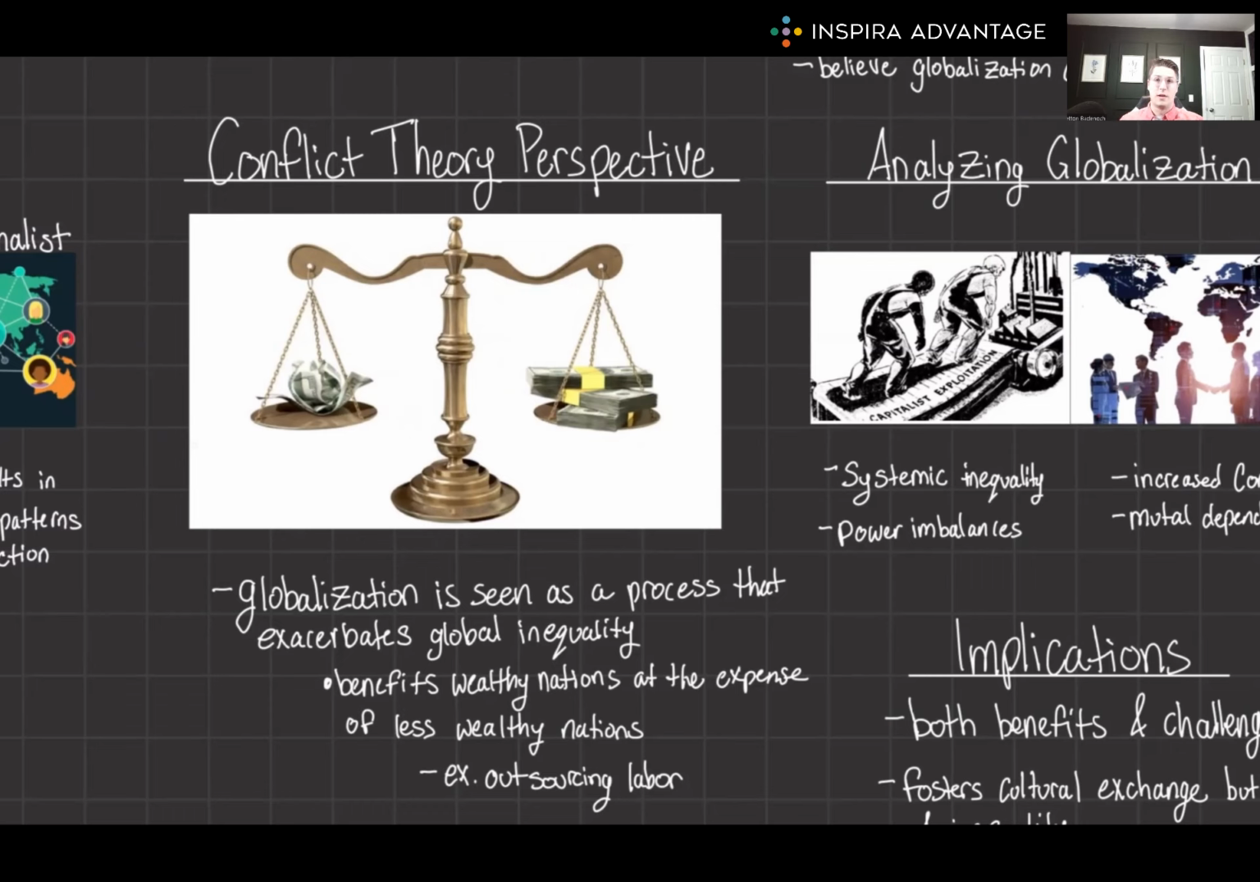From a conflict theory perspective, globalization is often seen as a process that exacerbates inequalities on a global scale. This viewpoint suggests that globalization benefits the wealthy and powerful nations, core countries, at the expense of less developed ones, peripheral countries. Conflict theorists argue that the economic practices underpinning globalization, such as outsourcing and the exploitation of cheap labor, reinforce a world system where capital flows from poor to rich, deepening the divide between the affluent and the impoverished.